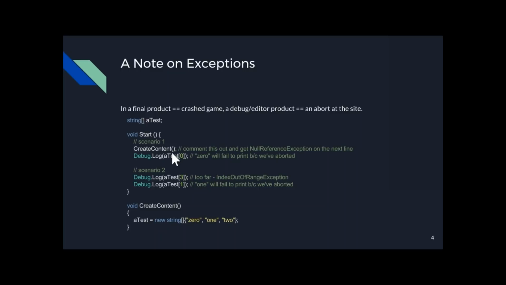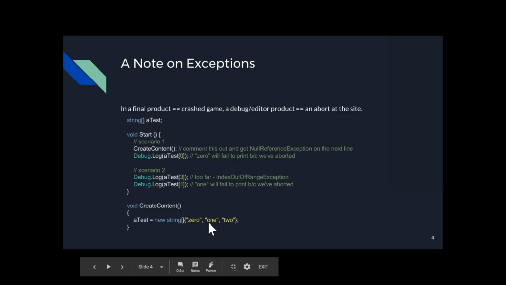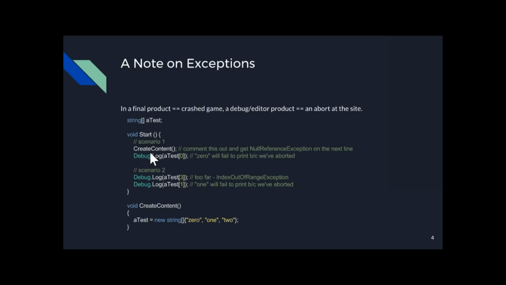So in this case, per this example up here, if I had a method called create content and it filled up this ATest array with both the allocation and the variables, and I commented it out or didn't actually write this create content method, and I then tried to access test sub-0, this would break. It would throw an exception, and then these two debug lines below it would never happen.